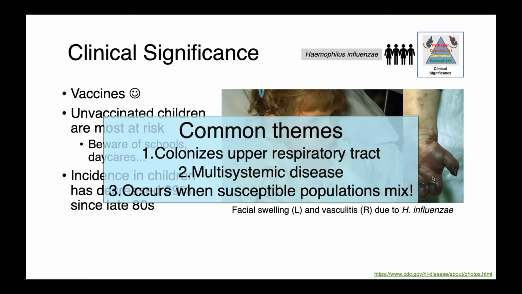So I mentioned this organism not only because it's sort of an interesting case study in infectious disease, but also because we have some really common themes between Haemophilus influenzae in people and Histophilus and Glaesserella in our pigs and cattle. So it colonizes the upper respiratory tract, it causes multisystemic disease, and it oftentimes occurs when we have mixing of susceptible populations. So I think there's some valuable lessons to be learned, and we can perhaps get a better understanding of the pathogenesis of our veterinary pathogens by learning more about human infectious disease as well.